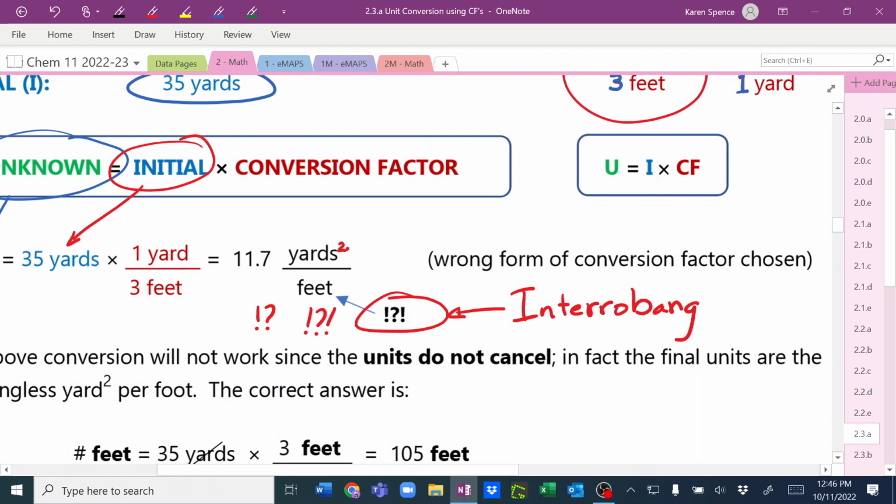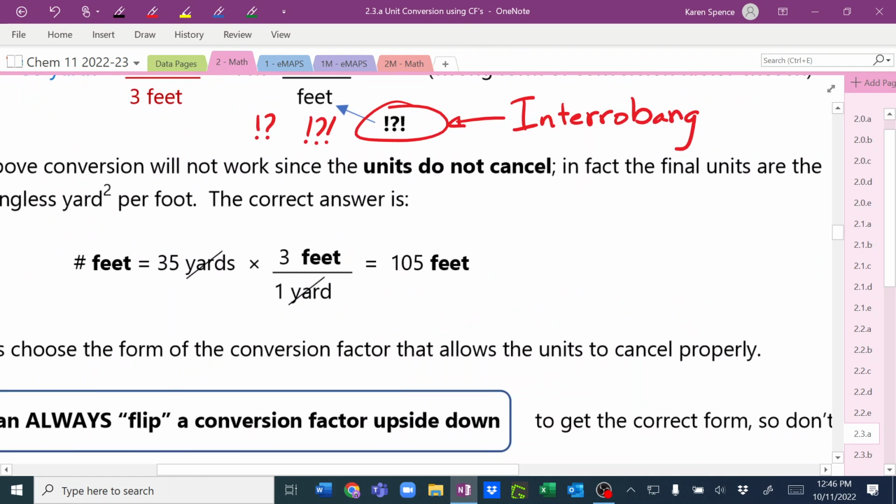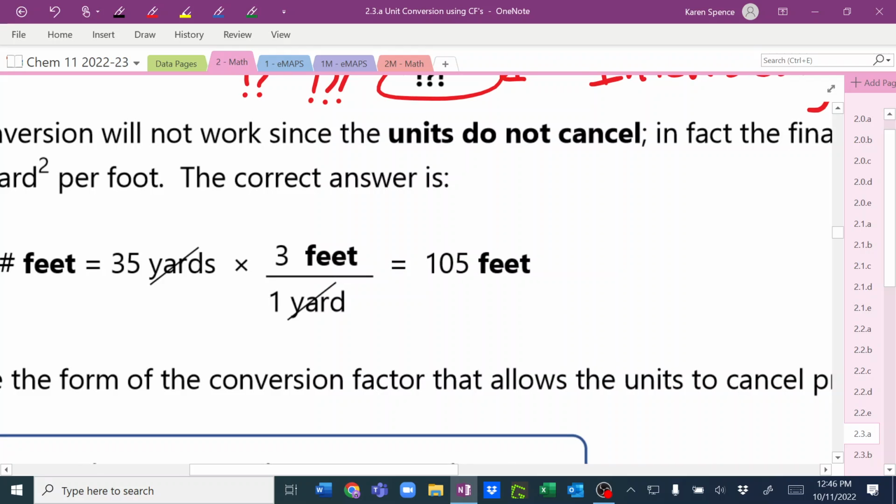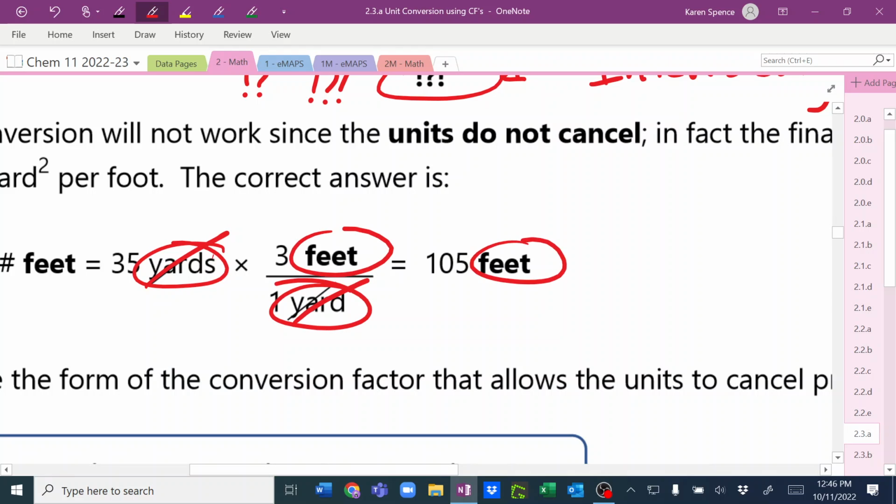So you'll know if you're actually looking at your unit cancellation, if you chose the wrong version of the conversion factor, things just won't cancel out properly. We want to choose the version where the yards, which are on the top, we have to put the yards on the bottom. So whatever your initial quantity is, you want that unit to go on the bottom. All right? Yards cancel out and we're left with feet, which is what we wanted.